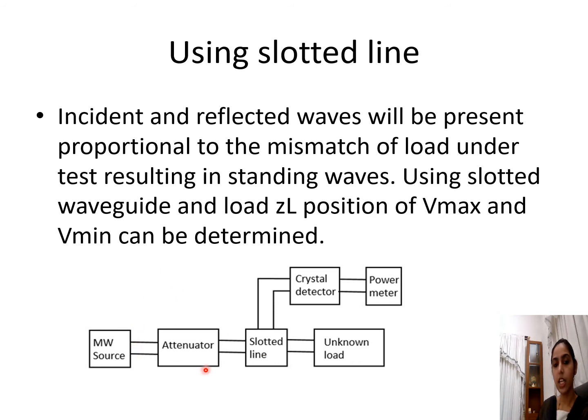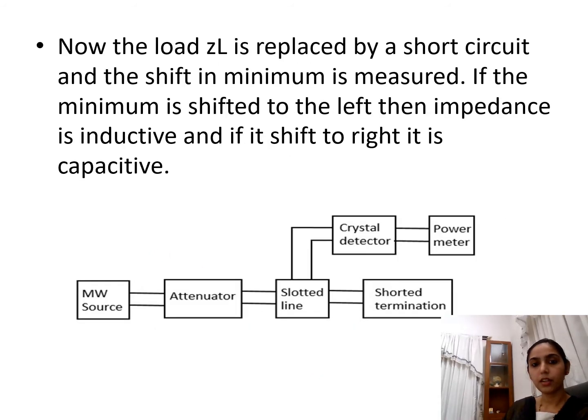We will see how this block diagram is changed, or which section is changed, in the next step. Now in the next step, instead of a load, we are going to keep a shorted termination. So in the first setup we remove the load and keep here a shorted termination. Then again we note down the values for Vmax, Vminimum, etc. That is, we see what our VSWR is, and we will see the shift of the Vminimum.